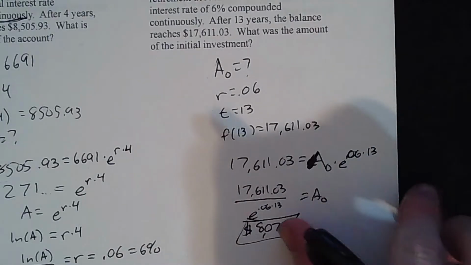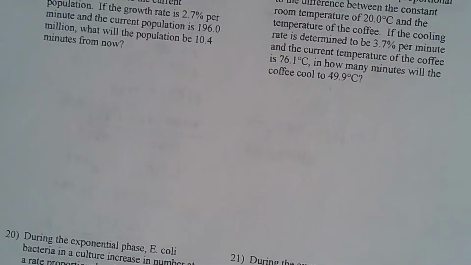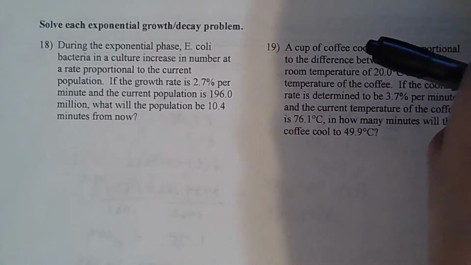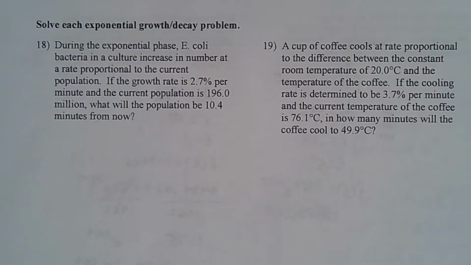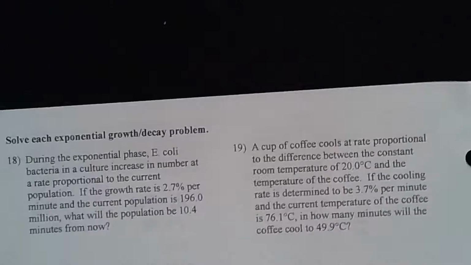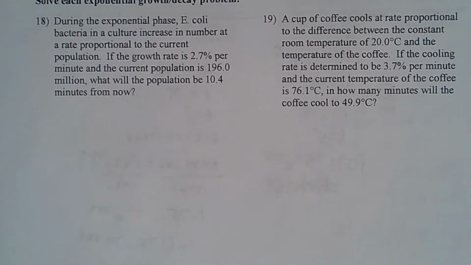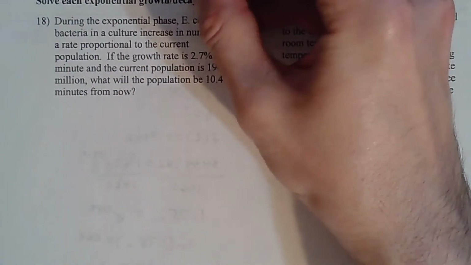Moving on to the next type of word problem. Here we go. So solve each exponential growth or decay problem. I never use the word decay. Decay just means getting smaller. Technically, I did use it in one of the packets way at the end of it. It just means getting smaller. It means r is negative, whenever you have decay.